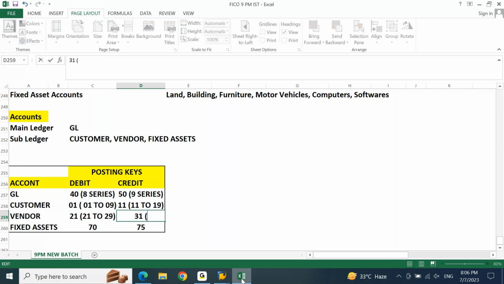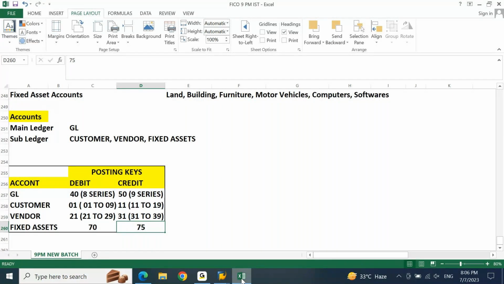Similarly, do we have anything for fixed asset? Asset is strictly only two things, 70 and 75. Asset does not have any other posting key. No other alternative posting keys for fixed asset. Whereas for your GL account, apart from 40, 50, any posting key starting from 8 series is represented as a GL debit. Anything starting from 9 series is represented as GL credit.